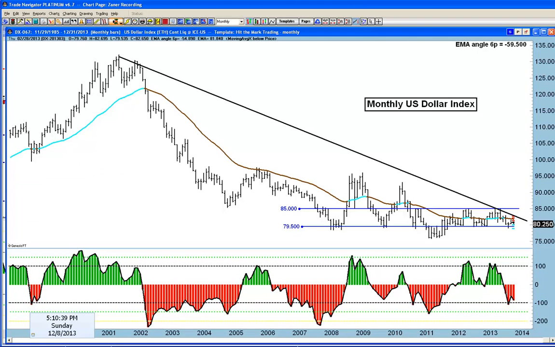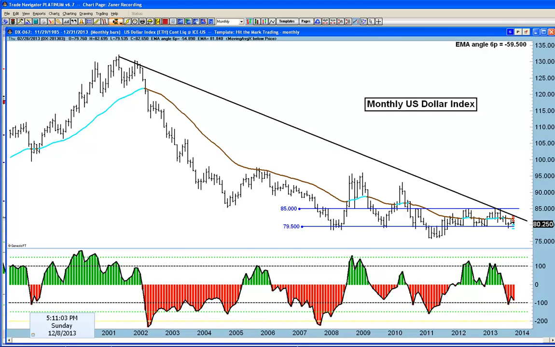Let's go to the charts. I want to start with a monthly chart of the US dollar index. Just a little history here. Gosh, 85 has been the top for over two years, three years. So if we ever break 85, that's an event.